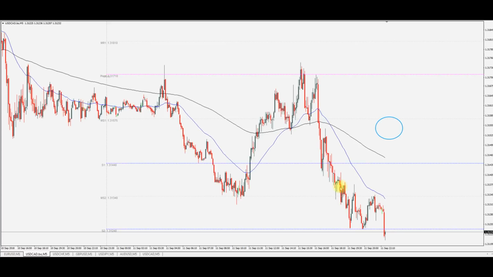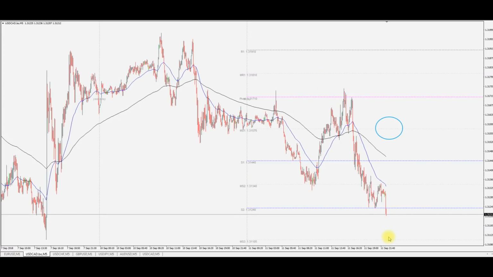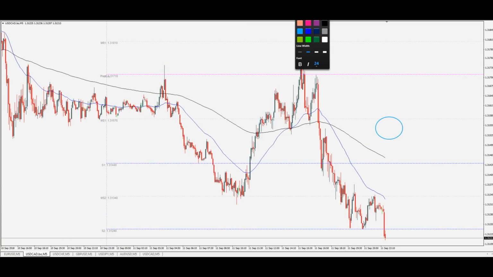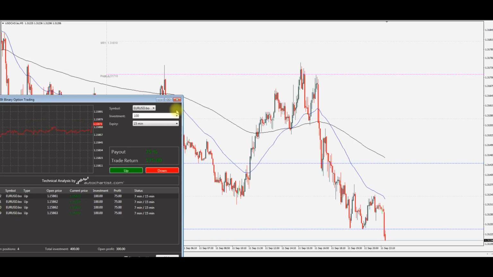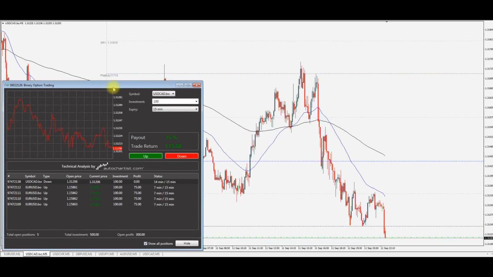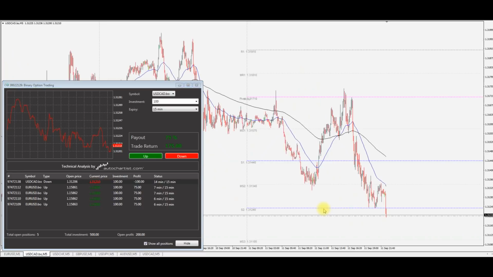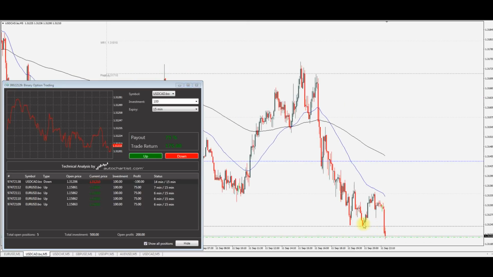See, USD CAD has dropped below that pivot point. Can you see this? We could sell the market right now. Watch this. Okay, market maker, USD CAD. Right, let's sell the market for 15 minutes down. There we go. I've just sold USD CAD down because we've just broken that pivot point.